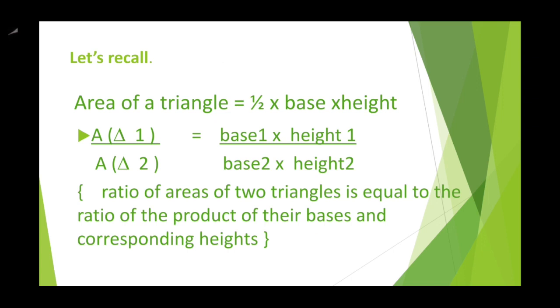See here, children, already we have learnt the area of a triangle is equal to half into base into height. Then the second point we have learnt is, if two triangles are having different base and different height, then the ratio of their areas is equal to base 1 into height 1.